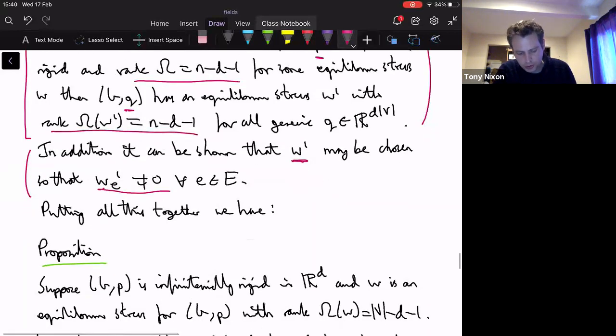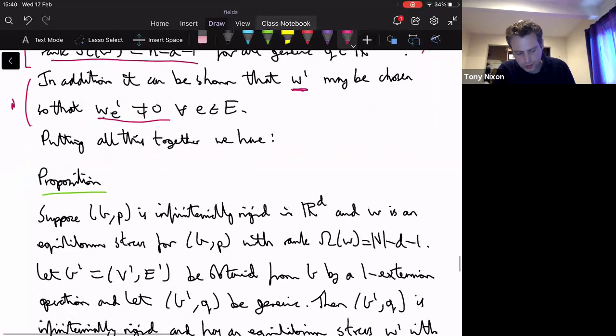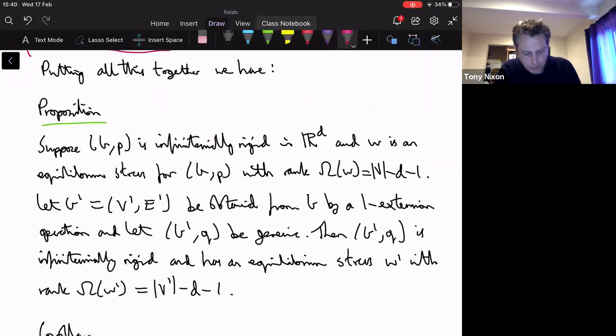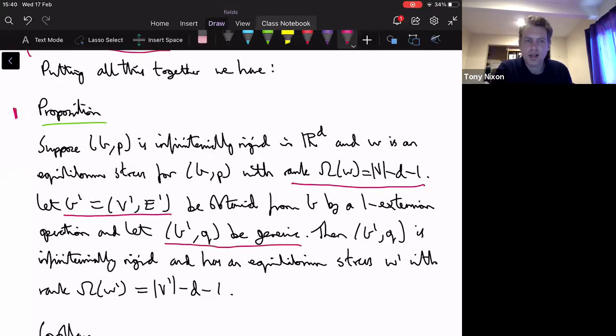Okay, and so if you put the lemma together with these two parts, which I didn't really go into the proofs of, you can obtain this proposition, which is really the result we're going to use. So if you have an infinitesimally rigid framework, generic or not, and you have an equilibrium stress which is full rank, so rank is mod v minus d minus 1, and you get a new graph g dash from a 1 extension, and you take any generic framework of g dash, then that generic framework is infinitesimally rigid, which is easy, but also it has an equilibrium stress of full rank.